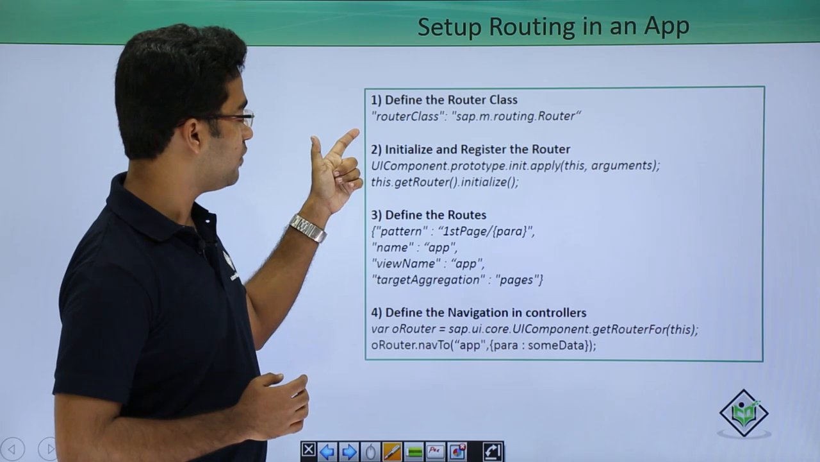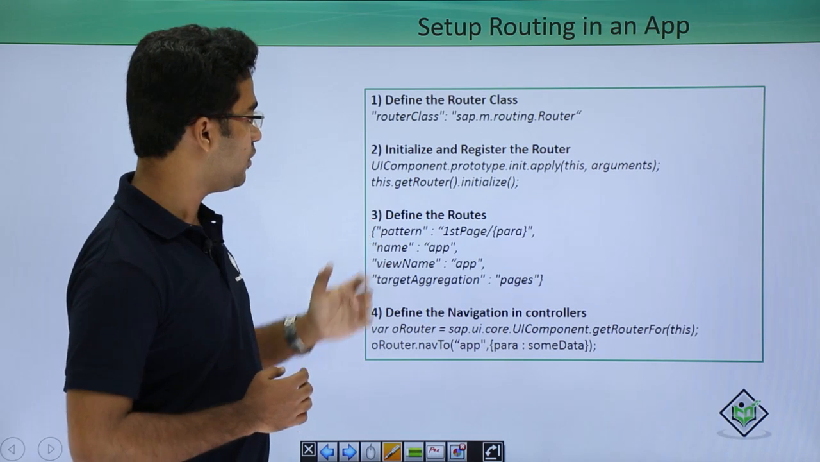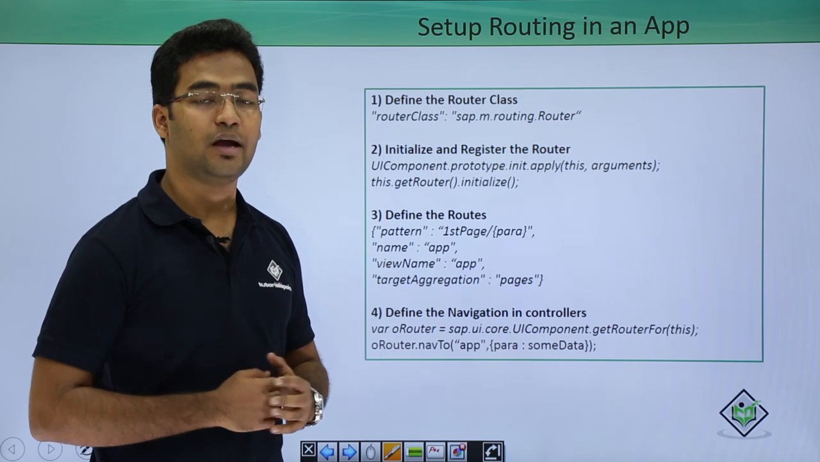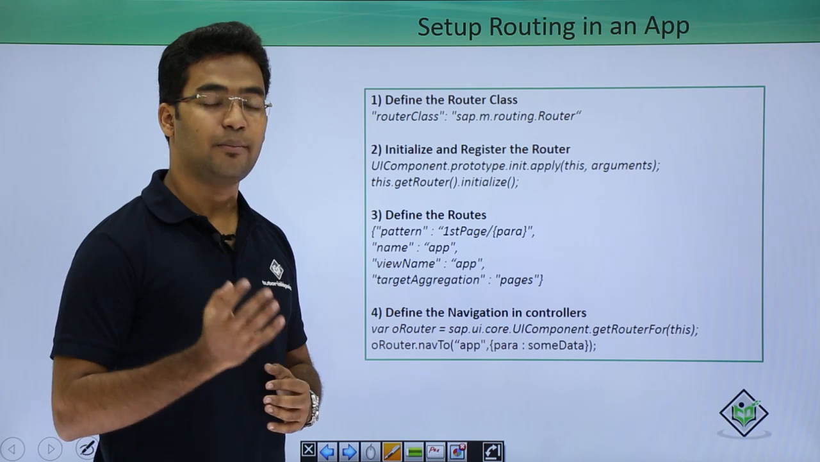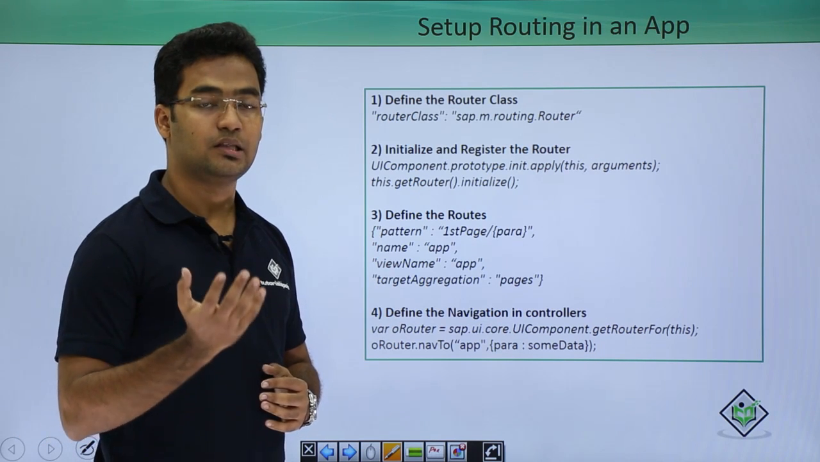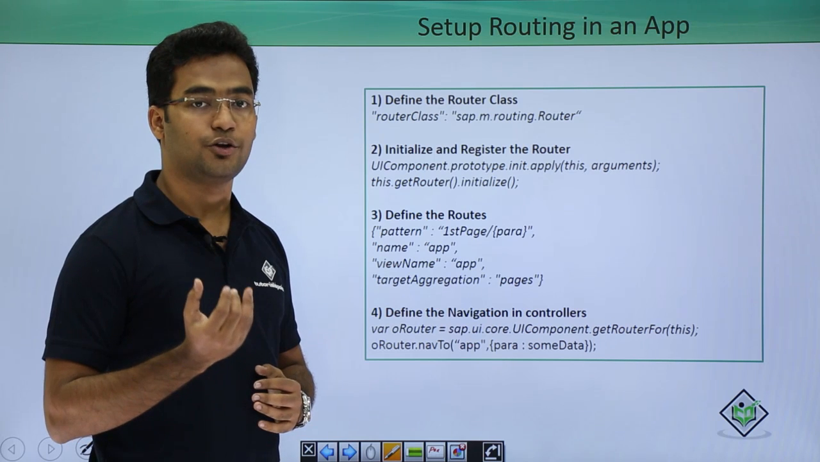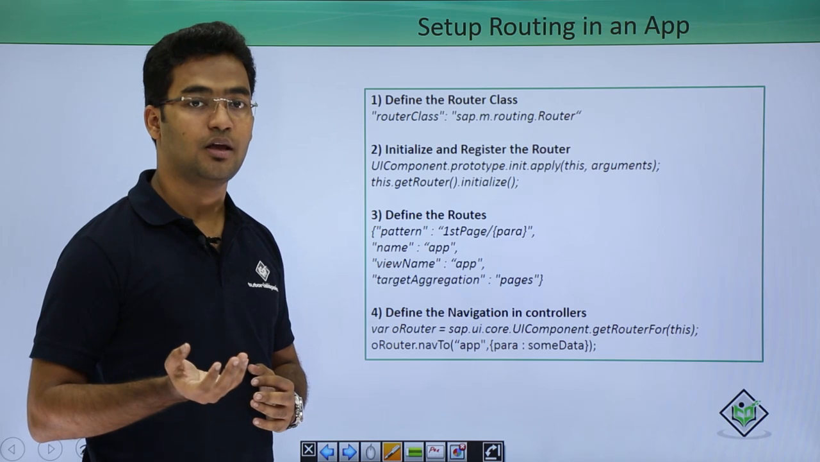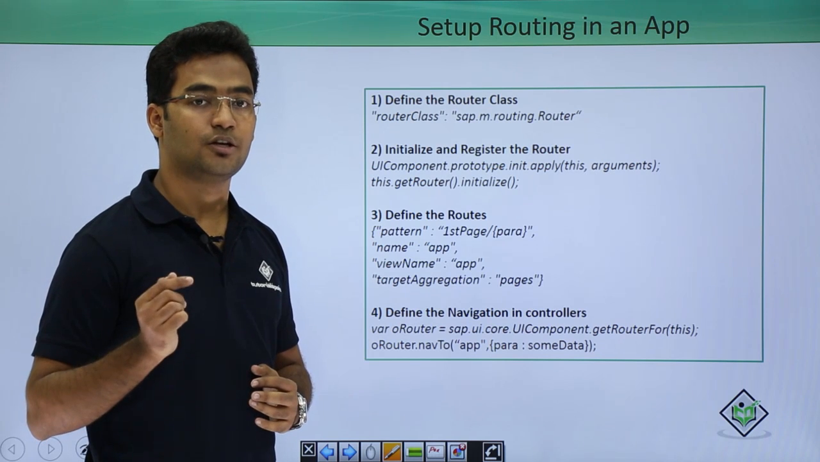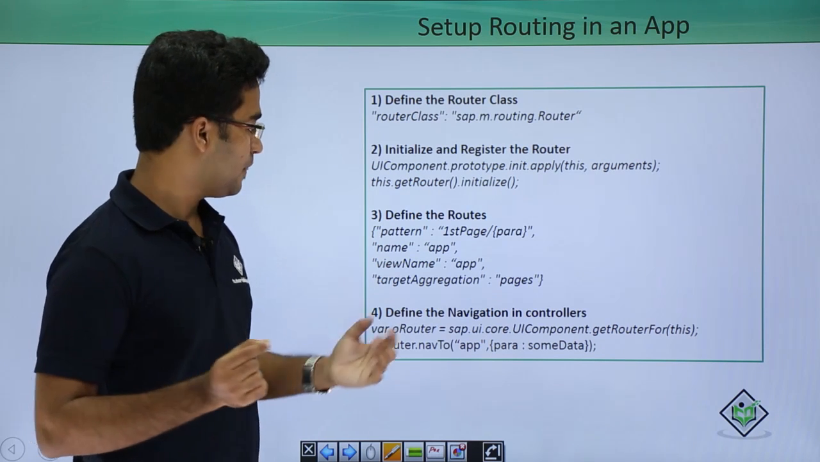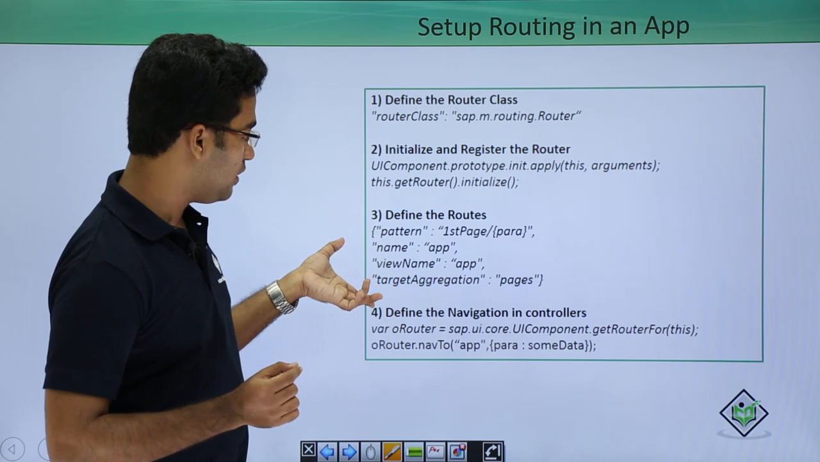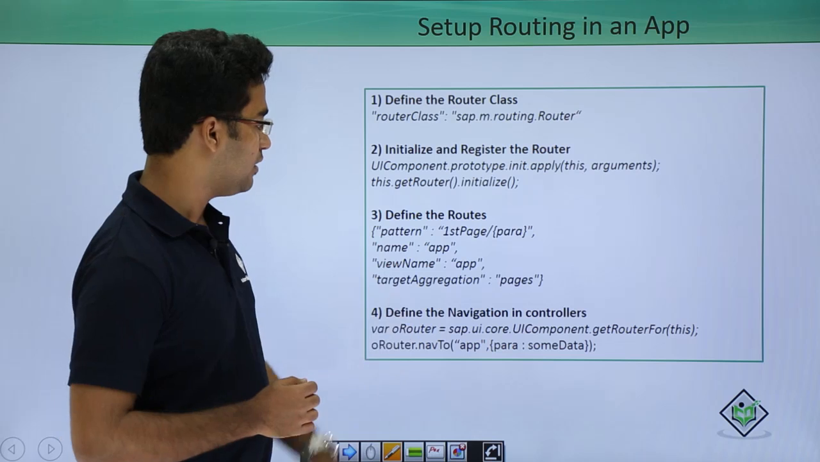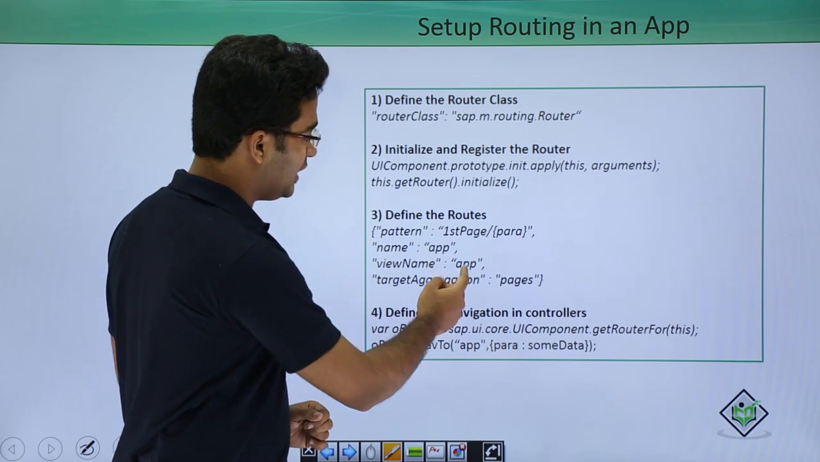Once you are done with this, you have to do this particular step, and the third step is to define the routes. Where do we have to define the routes? In the manifest.json file, there is the sap.ui5 namespace, and within this section we define the routing section, and within this routing section we define our routes. Here is an example of one of the routes. We just define the pattern, and the pattern is, suppose, first page and /para.